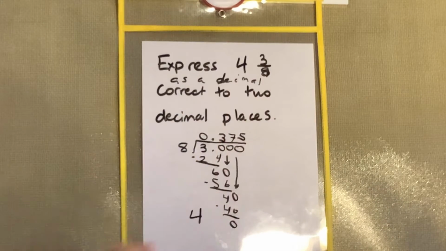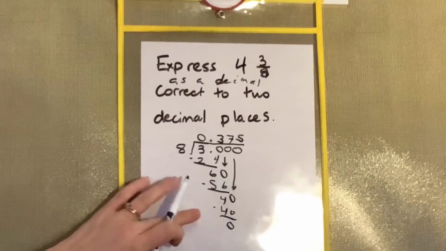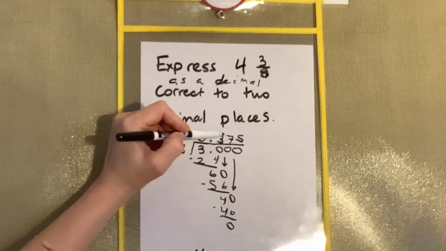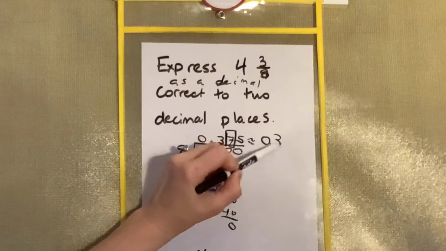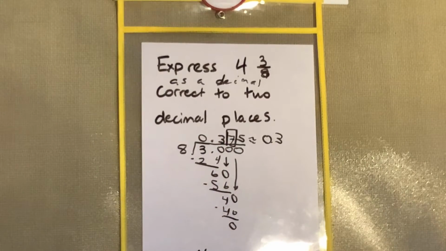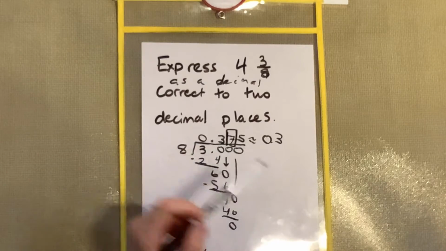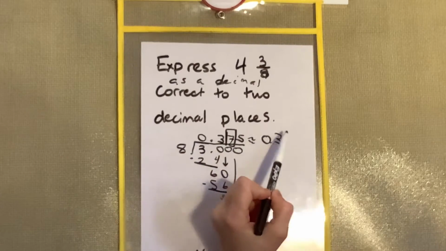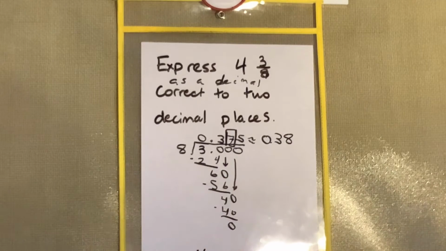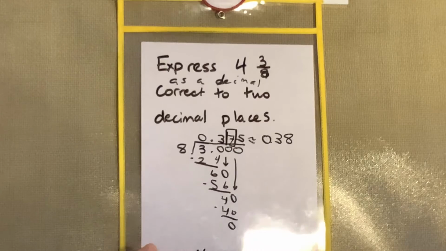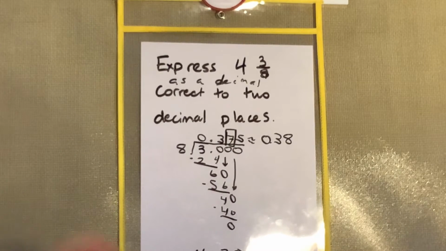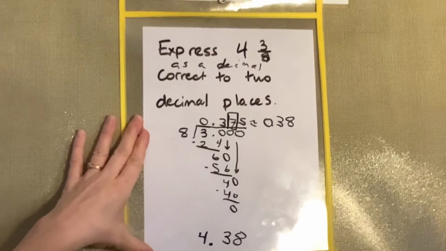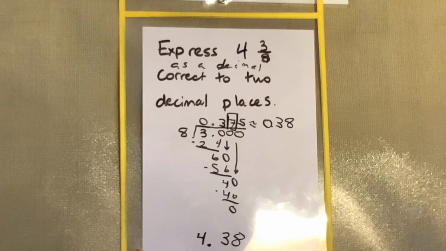But remember, it says correct to 2 decimal places, which means we need to round to this second decimal place. So everything to the left stays the same. We look to the right. It tells us 5 or more, add one more. Everything to the right becomes a 0. But remember, with a decimal, we don't need to add those zeros because we want to erase those unnecessary zeros at the end. So the correct answer to this one would be 4 and 38 hundredths.